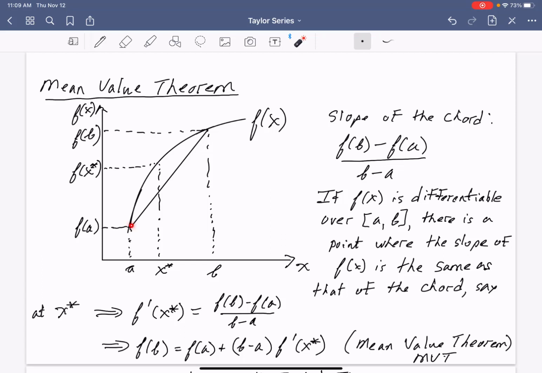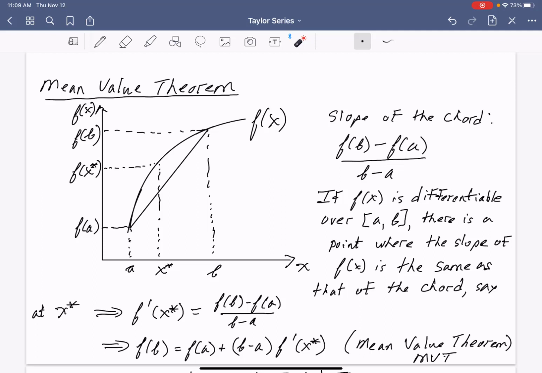So we have f of a and f of b. And we're going to pick a chord between a and b, and we find the slope of that chord is equal to the rise over the run, which is f of b minus f of a divided by b minus a. That's the slope of that particular chord.